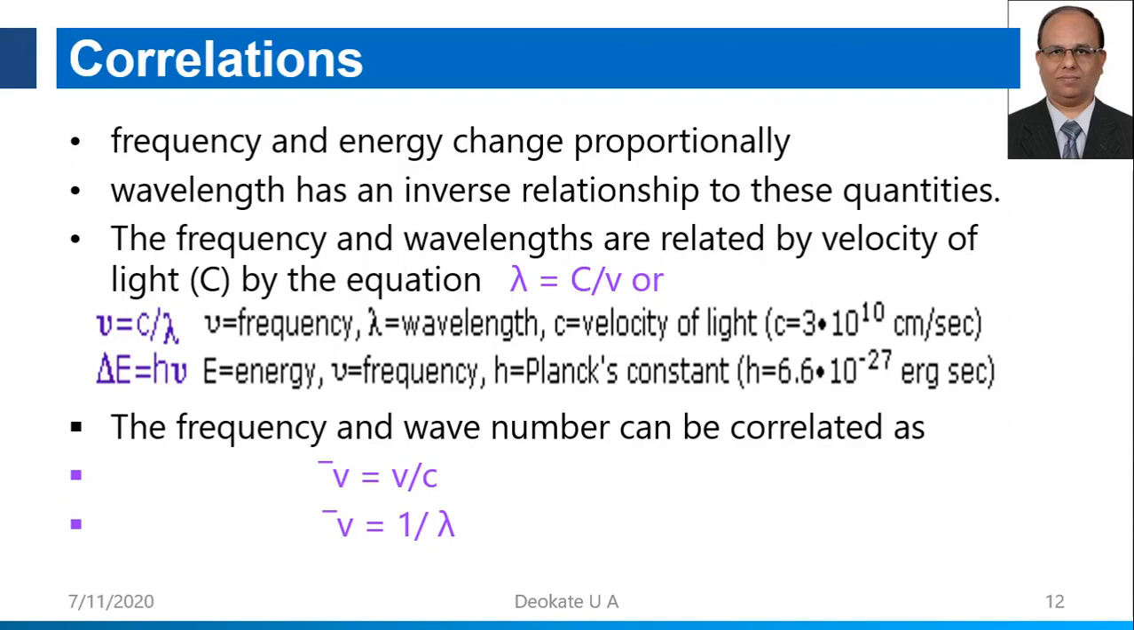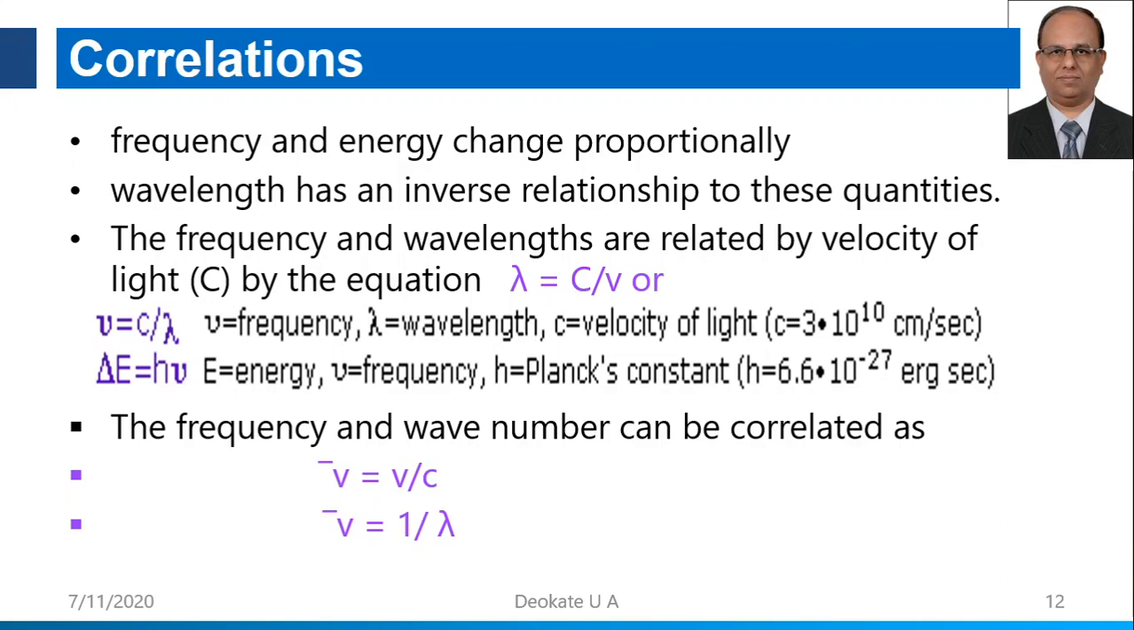So we are talking about the energy, that is delta E, which equals h v, with h the Planck constant. E is the energy, v is the frequency, and h is the Planck constant. Its fixed value is 6.6 into 10 raised to minus 27 erg per second. So why are we considering all these relationships? In many cases, we need to convert one unit to another unit by using these formulas. The frequency and wave number can be correlated, that wave number equals v by c, and wave number can also be correlated as v bar equals 1 by lambda.